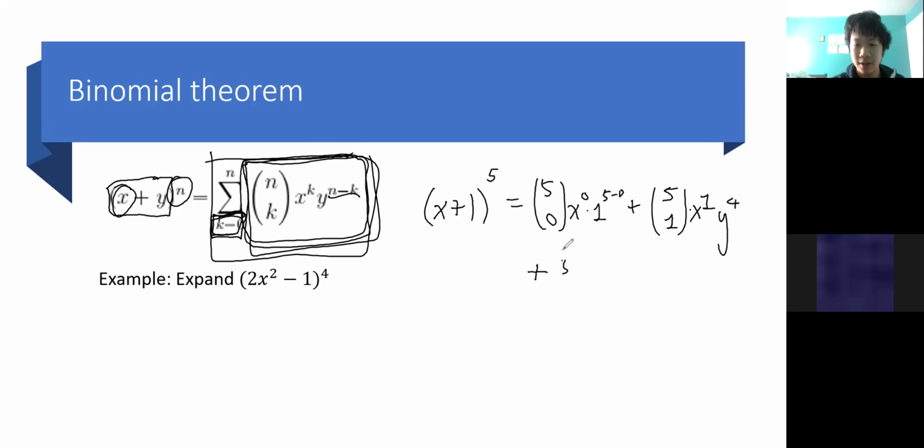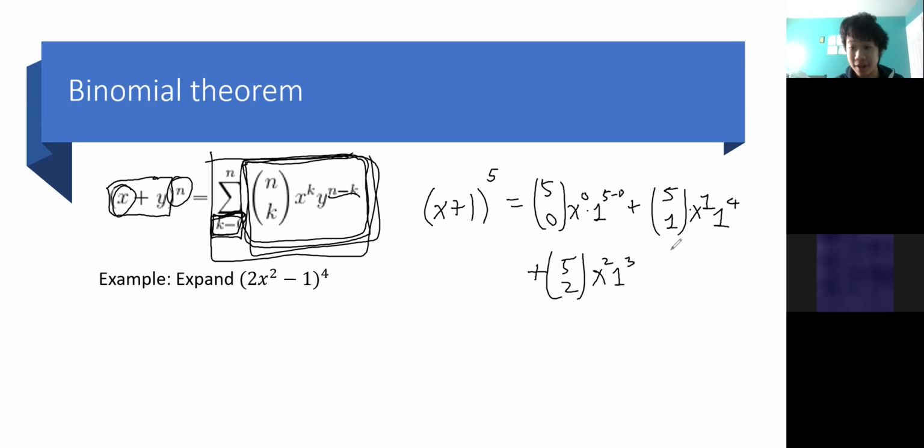Okay, so now I'm going to do the same thing. 5, choose 2, x squared, y cubed. Okay, remember y is still 1. Y is just a placeholder here. Y just corresponds to the second term in your binomial.